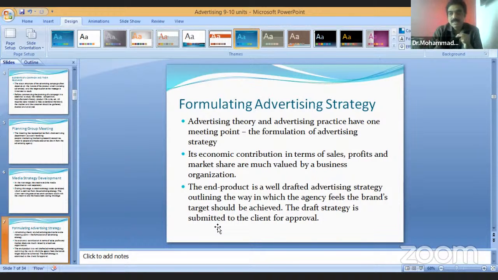So once the strategy is developed, the creative work, as well as the media planning and media mix, is developed. All of this will be presented to the client for approval. Once we get the approval, we can move further. Suppose I give one example here.